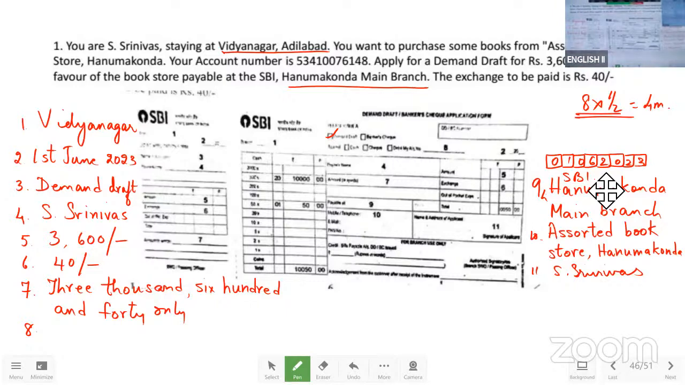No, payable at is 9th. See, payable at. 9th one is again Hanamkonda main branch. This is in favor of fourth. In favor of. Then if it's in favor of, what is the 10th one? Mobile number. Not mobile number. Account number maybe. Where is it? 10th. Not transferable. Mobile. Mobile number, ma'am.